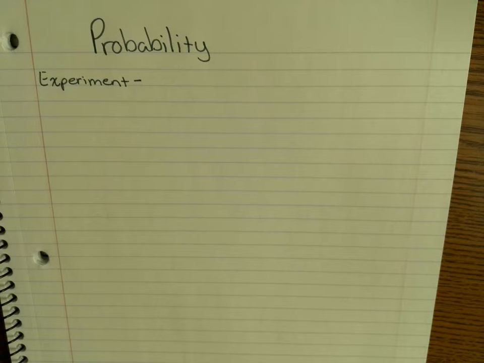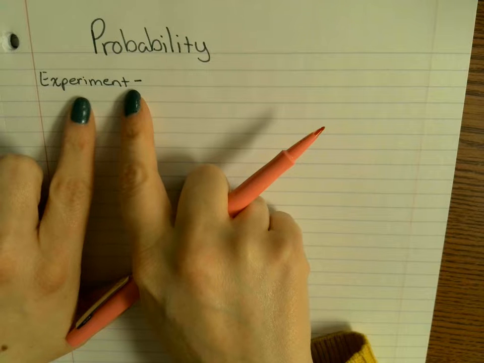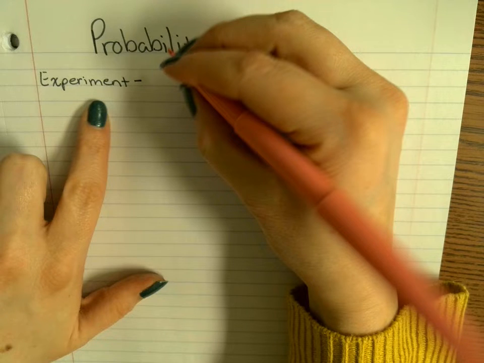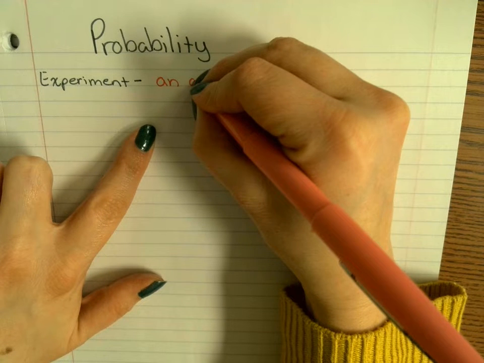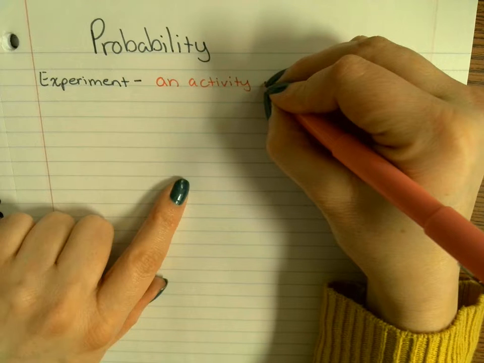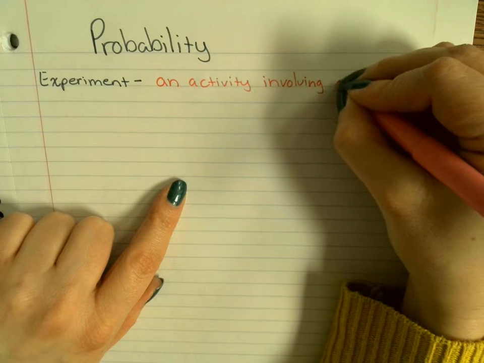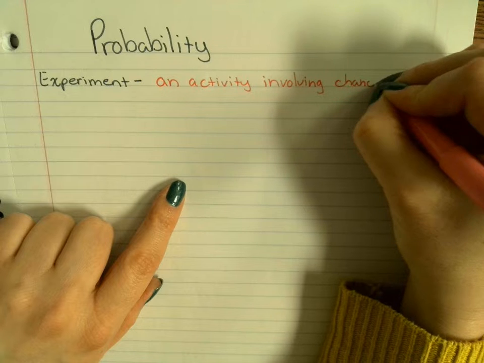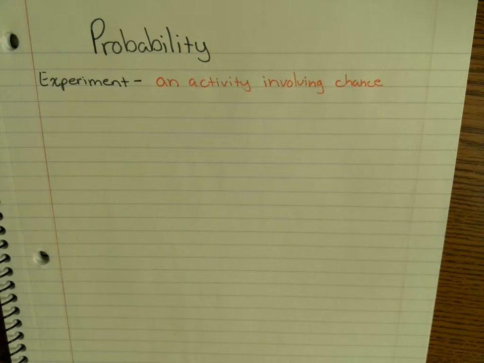So the first term that you have to understand with probability is the idea of an experiment. All probabilities are based off of events or experiments. Okay? So the experiment is just a basic activity that involves chance. A basic activity involving chance. And honestly, guys, everything in life is involving chance.